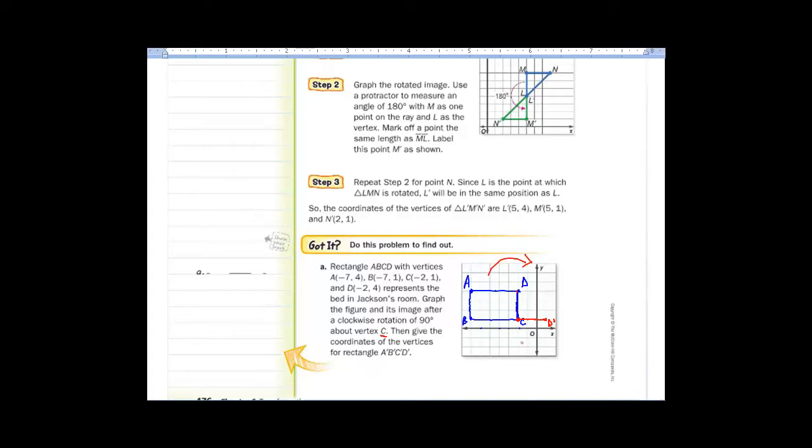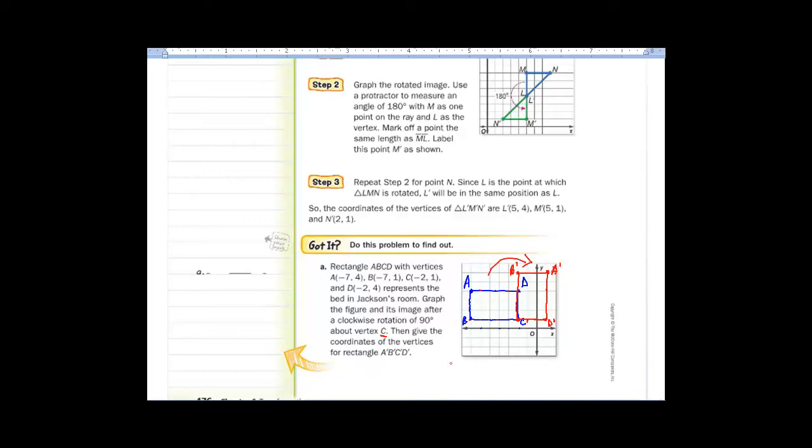Now that you know the base of the bed here, you should be able to figure out, okay, from D to A was 1, 2, 3, 4, 5 units. So D to A has to be 1, 2, 3, 4, 5 units. That'll be A prime. B is 1, 2, 3, 4, 5 units up from C. And of course, C didn't change, so that is also C prime.